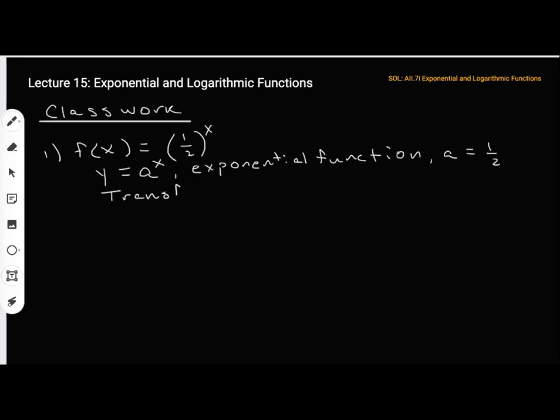So is there any transformation that's going on? For some of these problems, there are, but for this one, there are no transformations. So we don't have to worry about that. There's no dilations or reflections or anything like that. So that's going to be part A. You're going to find the parent function and the transformation.